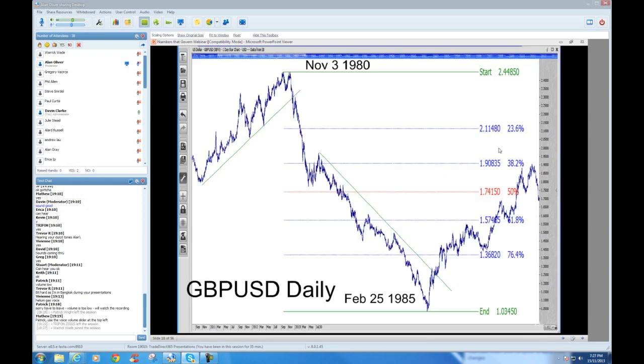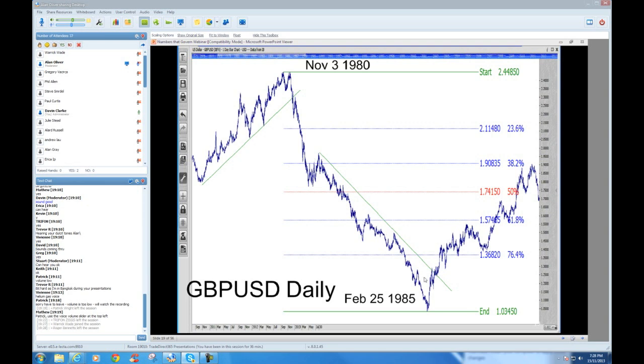And what I've got for you here next, the foreign exchange market of the Great British Pound against the US dollar. Now, this is a massive market. There are billions and billions of dollars changing hands every single day. Now, what we see here is that the Great British Pound made a major high, November 3, 1980, worth $2.44. By February 25, 1985, it made a major low where it was just on parity, just above.